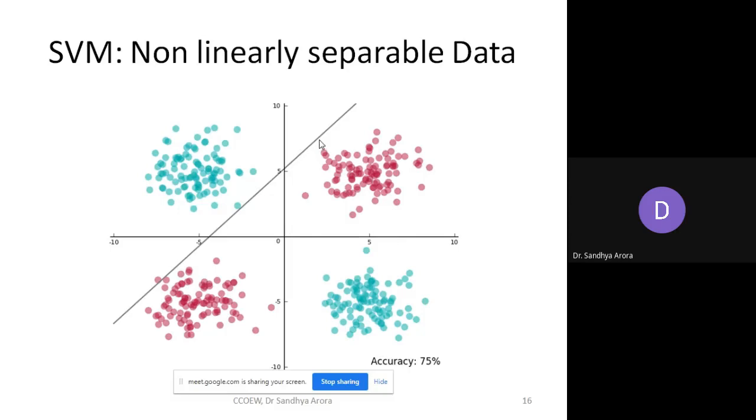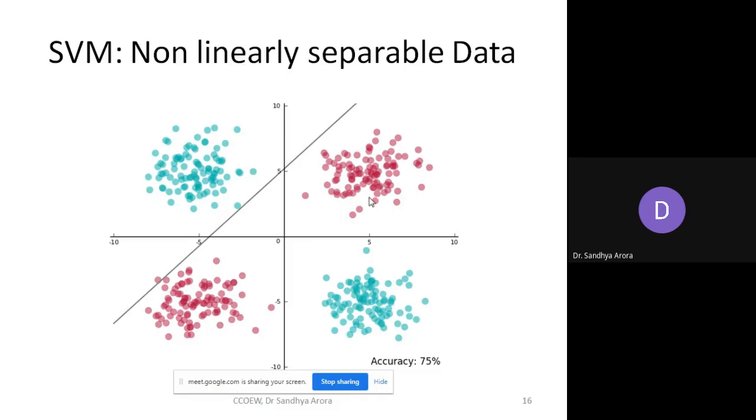Now let's talk about how SVM works for non-linearly separable data. This is a typical example of XOR kind of data. In XOR data, 0 0 and 1 1 go to one class, and 0 1 and 1 0 go to another class. The output of 0 0 input and 1 1 input is the same. The output of 0 1 and 1 0 is the same.